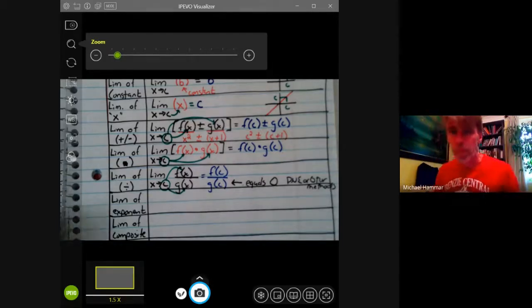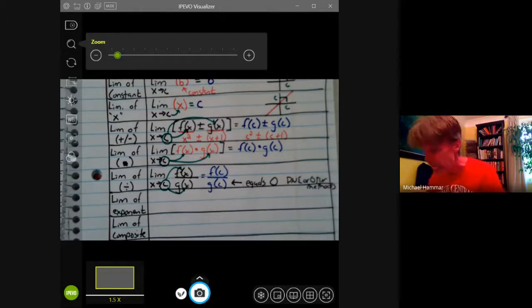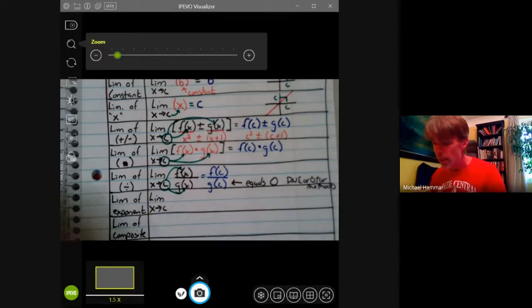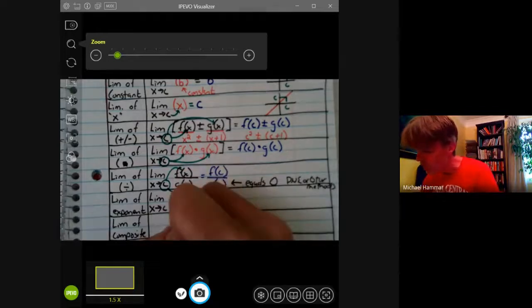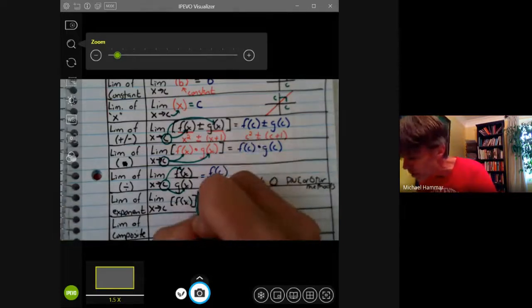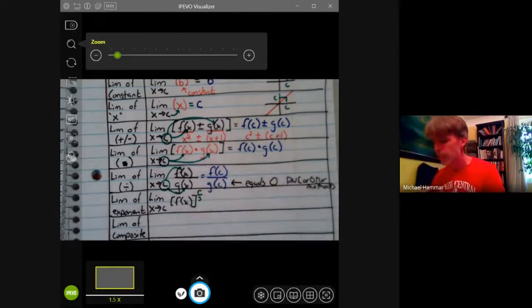Now, what if you have something where you have a function and it has an exponent? Well, what if I give you the limit as x approaches some value c, and you have this function, let's just call it f of x, because we don't know what it is, but it's to some sort of exponent. Let's make an exponent that's a fraction, like r over s. So you could have 2 over 3, or you could have 4 over 2, or something like that. What do you do with that?